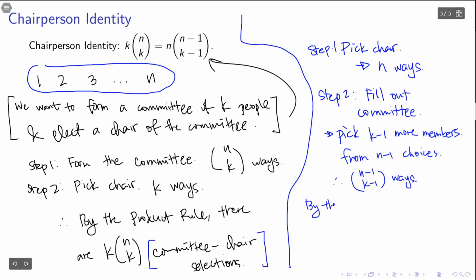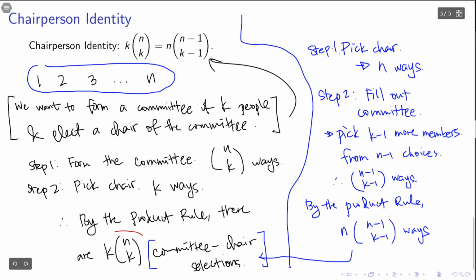Therefore, again, by the product rule, there are n times n minus 1 choose k minus 1 ways, again, to form these committees and pick a chair. And this is a combinatorial argument now that shows us that k times n choose k and n times n minus 1 choose k minus 1 are simply two different ways of counting the same thing.